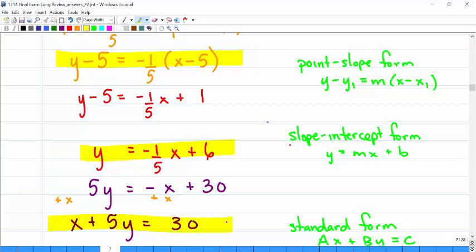So be careful and make sure you know what form to use according to what form your instructor asks you to give the equation in. Some instructors don't care, some are very specific.